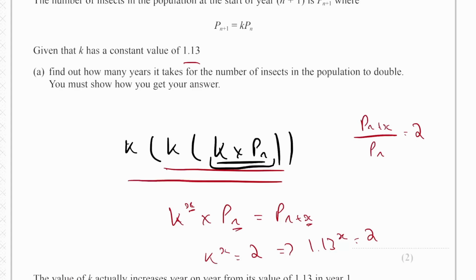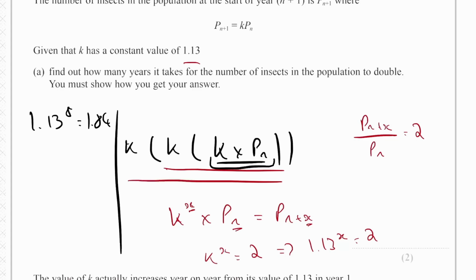And so the simplest way to do this is just by trial and error. You plug in various values of x to work out when 1.13 to the power of x is going to be equal to 2 or larger than 2. Just to give you an example of what that would look like, I'll do it over here on the side. 1.13 to the 5, if you put that into your calculator, I think you should get 1.84.